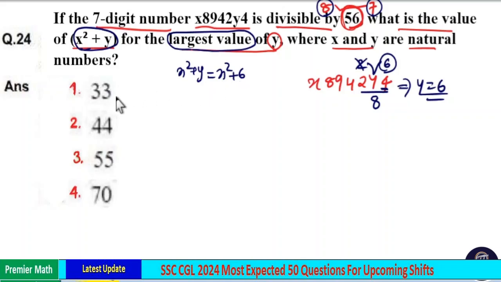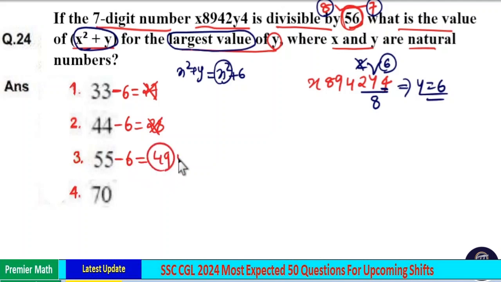So if I subtract 6 from this option, you will get x square. 33 minus 6 is equal to 27, which is not a square. 44 minus 6 is 28, not a square. 55 minus 6 is equal to 49, a square, so this is possible. 70 minus 6 is equal to 64, this is also a square, so this is possible. So x can be either 7 or 8 because 49 is x square means x is 7, 64 is x square means x is 8.